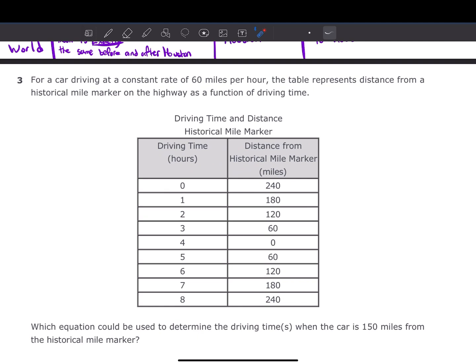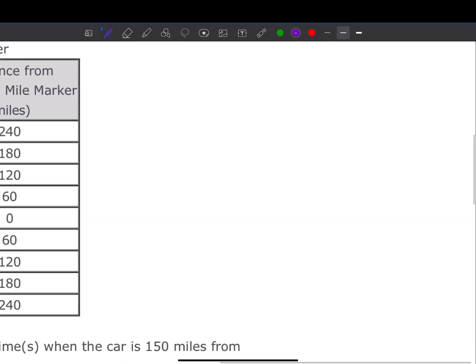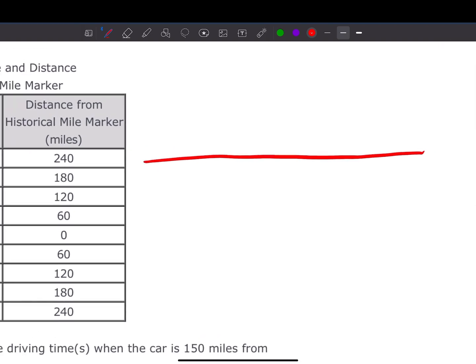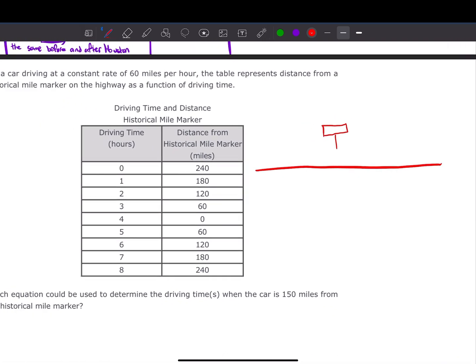Otherwise, this wouldn't work. The table represents the distance from a historical mile marker on the highway as a function of driving time. So, imagine we have the highway. We got some historical mile markers, so it's probably a sign. I don't know, maybe it's a rubber band ball, maybe it's a giant boot, maybe it's the Alamo. No, Alamo's not next to the highway. Something's next to the highway. Ghost house, haunted house, something like that. So we got our mile marker.